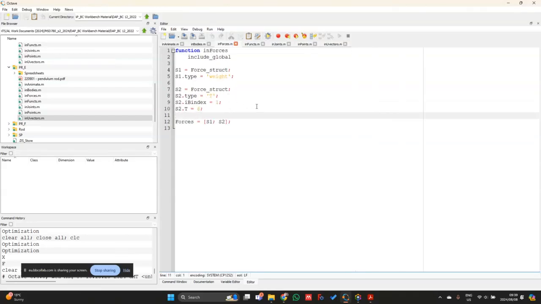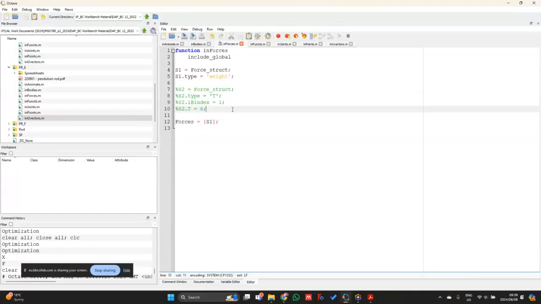So this one also uses a torque, but we can actually just comment that out. What I'm going to do is, under the inForces.m file, I'm just going to say forces is equal to S1. I can maybe comment this out. We can use it at a later stage, but for now I'm just focused on S1. So I just want the weight, and then I want to specify some sort of a driver that will ensure that I get that rotational acceleration as well.